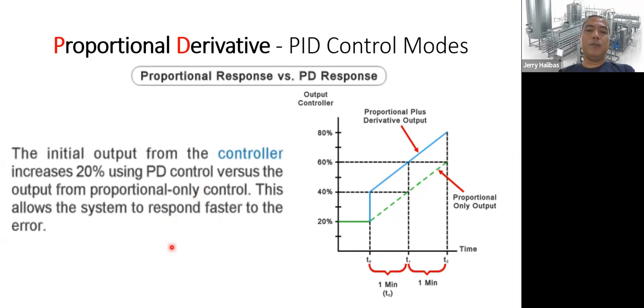So the initial output from the controller increases 20% using PD control, no? Versus the output of the proportional. This allows the system to respond faster to the error. So if it were proportional output only, 20%, then it takes a long time to rise, no?